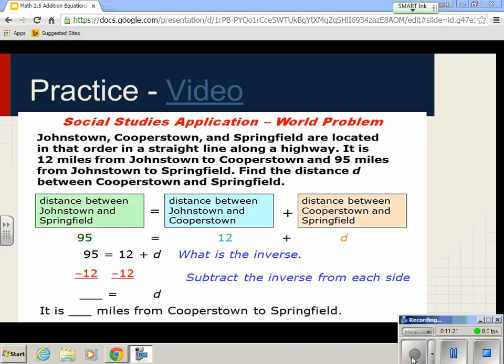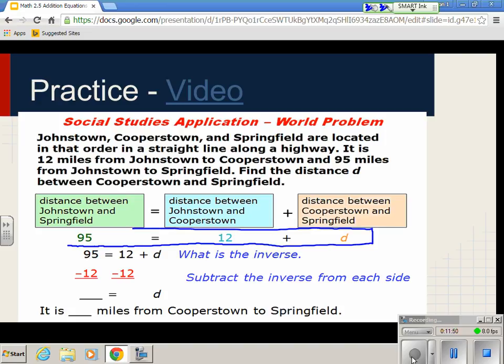What we need to do is find the distance between Cooperstown and Springfield. We know how far it is between Johnstown and Cooperstown, and we know the total distance between Johnstown and Springfield. Let's find out what that second part of the trip is. To set this up, we're going to set up an equation with the information we know. The way I set it up was 95 equals 12 plus d, where d is the variable for distance. 95 is our total number. The first leg of our trip is 12 miles, but what's the second part? Once we have it set up, we now just need to solve for the variable.